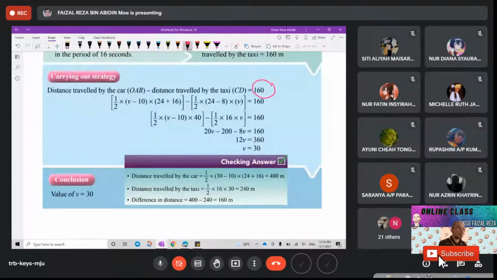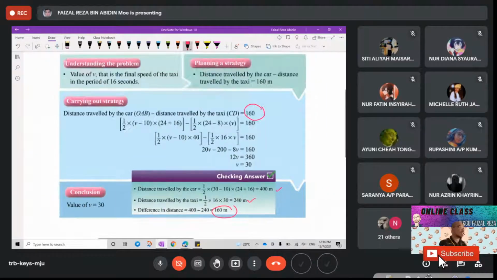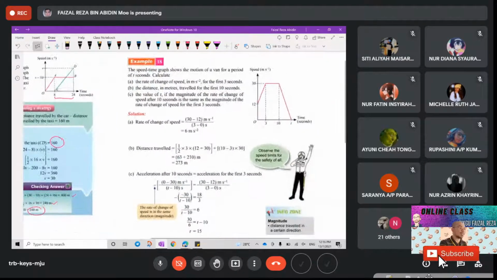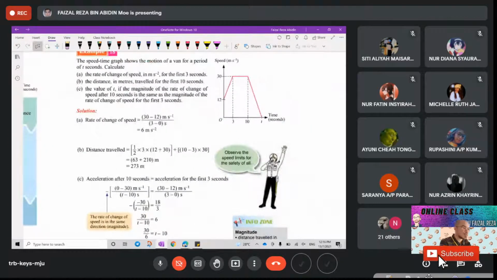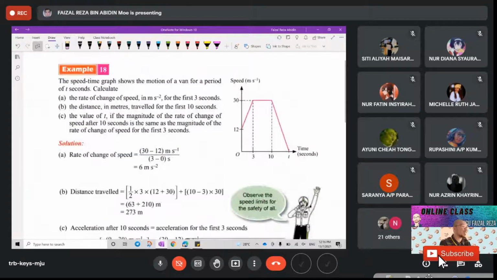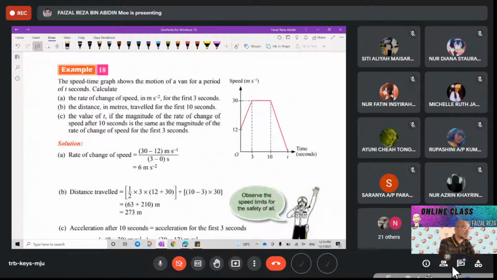If you replace back our V, which is 30, you are going to get 400 minus 240, and you get back your 160 meters. That's for example 17. Okay, the last one: the speed-time graph shows the motion of a van for a period of t seconds.